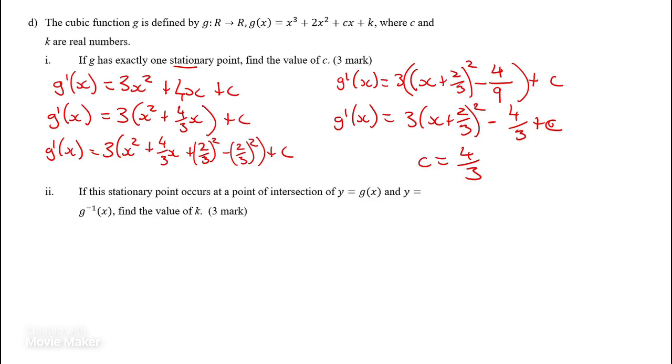So for part 2, we've got: if this stationary point occurs at a point of intersection of y equals g(x) and y equals the inverse of g(x), find the value of k. The first thing we need to think about is what our derivative is. Our derivative at the moment is 3x squared plus 4x. We did have a c value, but we know what that c value is now. It's 4 over 3.